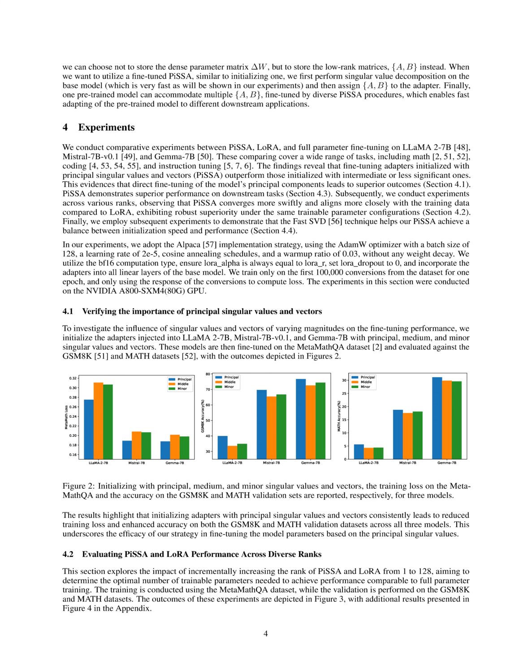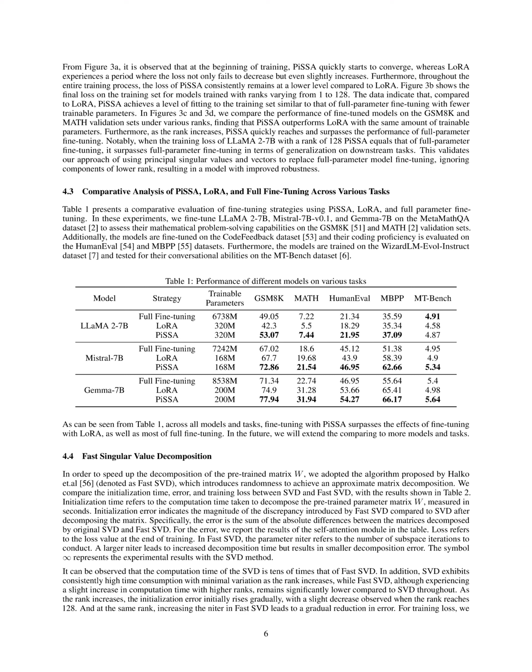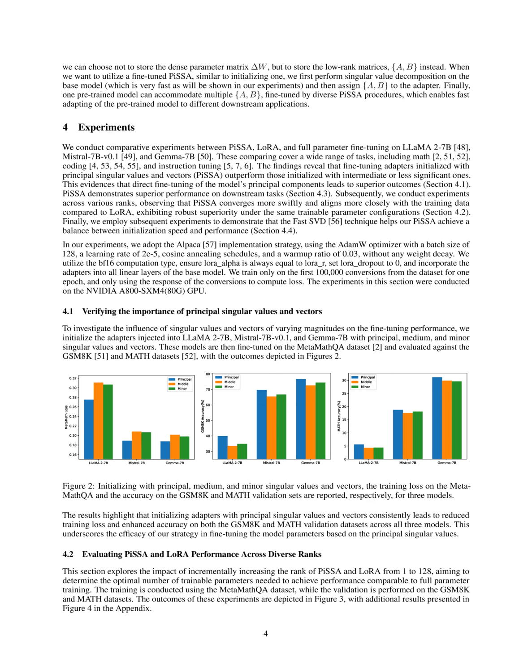The experimental setup for conducting comparative experiments between PiSSA, LoRA, and full parameter fine-tuning involved fine-tuning Llama 2-7B, Mistral 7B v0.1 and Gemma 7B on tasks such as math, coding, and instruction tuning. The experiments utilized the Alpaca implementation strategy, employed the AdamW optimizer with a batch size of 128, a learning rate of 2e-5, cosine annealing schedules, and a warm-up ratio of 0.03, without any weight decay. The computation type used was BF16.